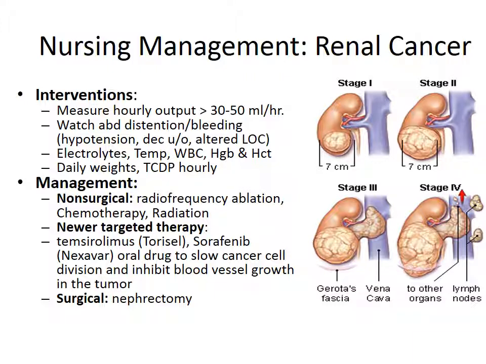And this slide also shows the typical stages of renal cancer. In stage 1, the tumor that's shown is a 7-centimeter tumor. Stage 2, the tumor has progressed to almost a 9-centimeter tumor. And in stage 3, the tumor has now developed a fascia and has invaded the vena cava. And in stage 4, it's invaded the vena cava, and parts of the tumor have broken off and metastasized to the lymph nodes.